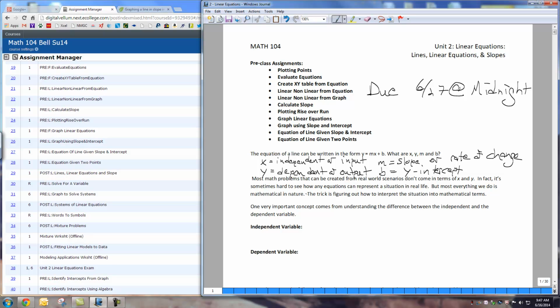Most math problems can be created from real-world scenarios, and don't come in terms of x and y. In fact, sometimes it's hard to see how any equations can represent a situation in real life. But most everything we do is mathematical in nature. The trick is figuring out how to interpret this. One very important concept comes from understanding the difference between the independent and the dependent variable.